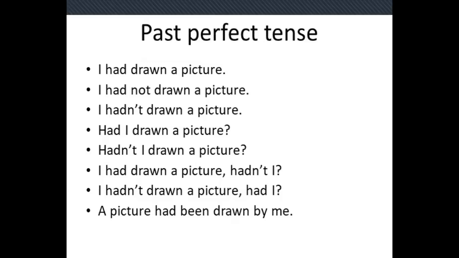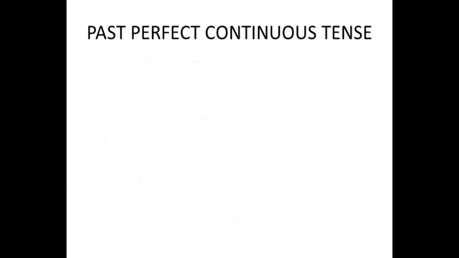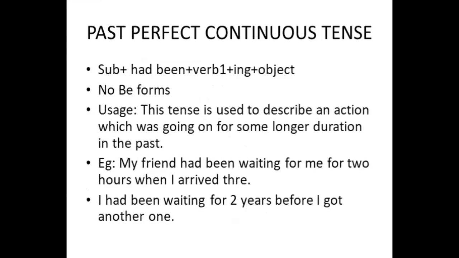This is past perfect tense, and I request you to practice more sentences. Okay, these are just examples. You can take different verbs and you can practice more sentences. Now the last one is past perfect continuous tense. The structure of the past perfect continuous tense is subject plus had been plus verb 1 plus ing form plus object. Okay, and this tense has no be forms.